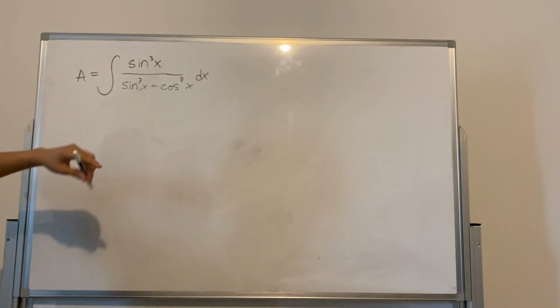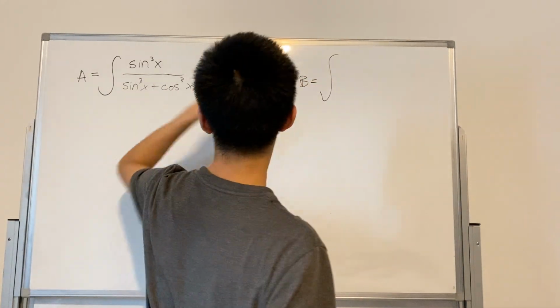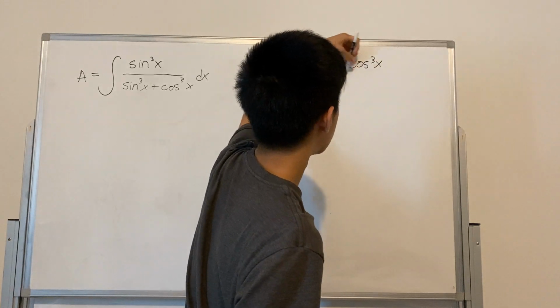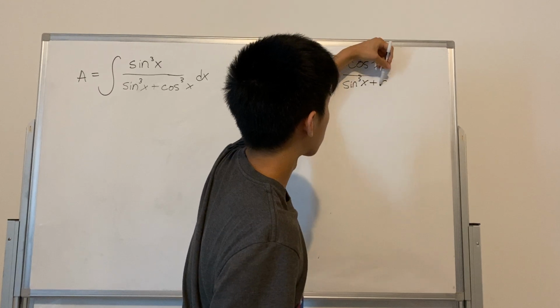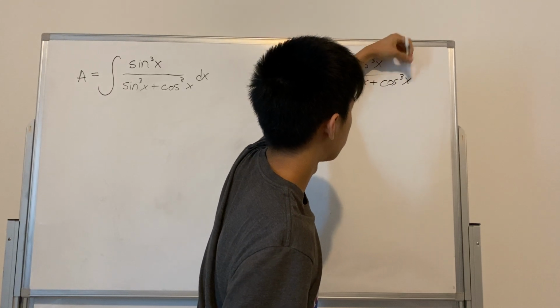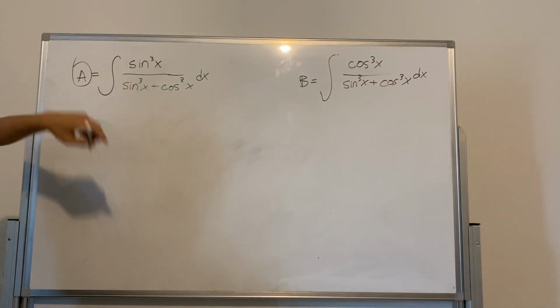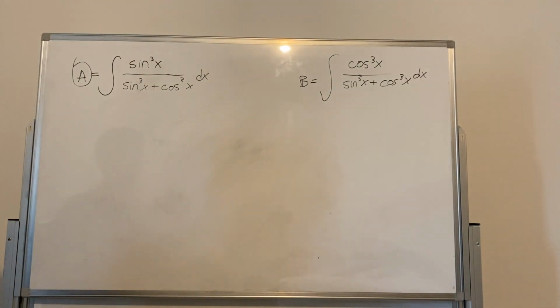Now we can create and define another integral, which is similar. This time it's cosine cubed of x over sine cubed plus cosine cubed dx. Now we're still trying to solve for A, but I just defined another integral B for the purpose of making it easier to solve this problem.